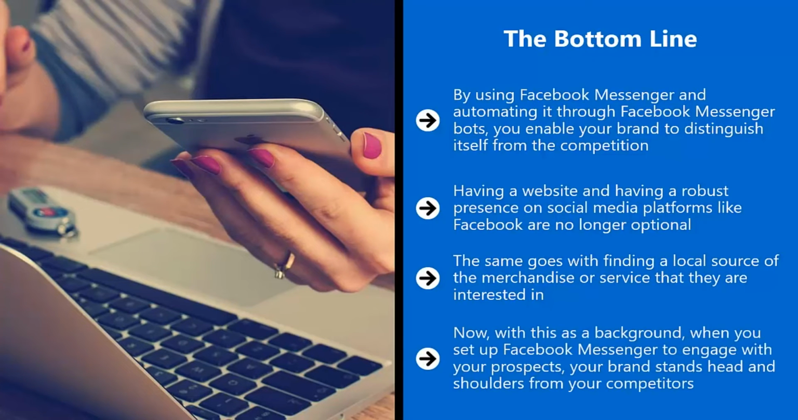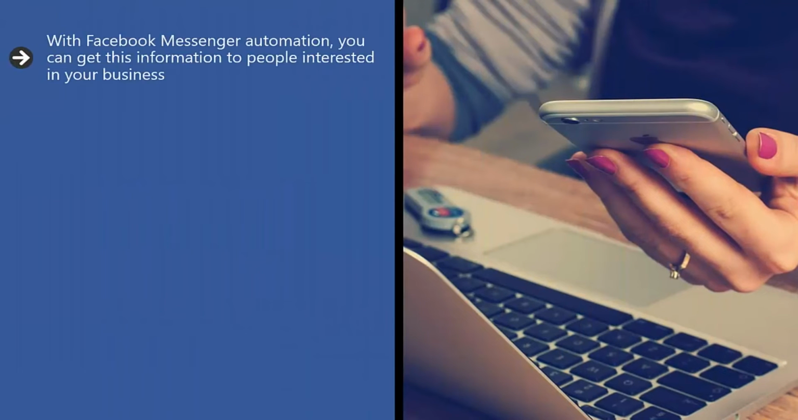Now, with this as a background, when you set up Facebook Messenger to engage with your prospects, your brand stands head and shoulders above your competitors. Your competitors might just be unavailable, or people who would otherwise be interested in what your competitors have to offer would not do business with them because they can't get the information they need at precisely the time they need it. With Facebook Messenger automation, you can get this information to people interested in your business.